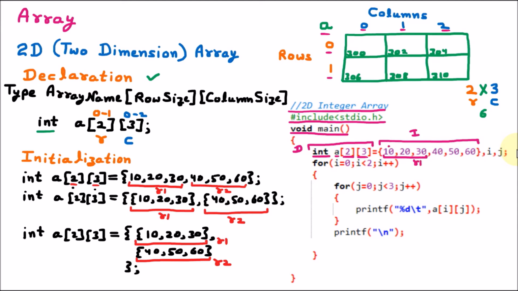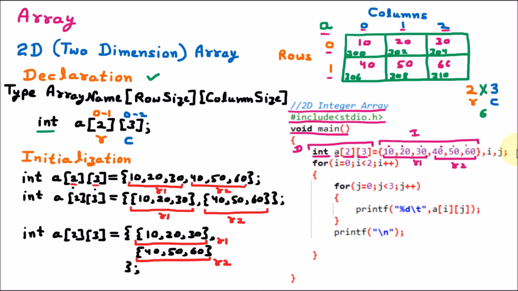So there 10, 20, 30. So we are writing in the row 1, 10, 20 and 30. Then afterward, the next 3 elements will be representing the row 2. So here 40, 50, 60. So in the row 2 we are writing 40, 50 and 60.